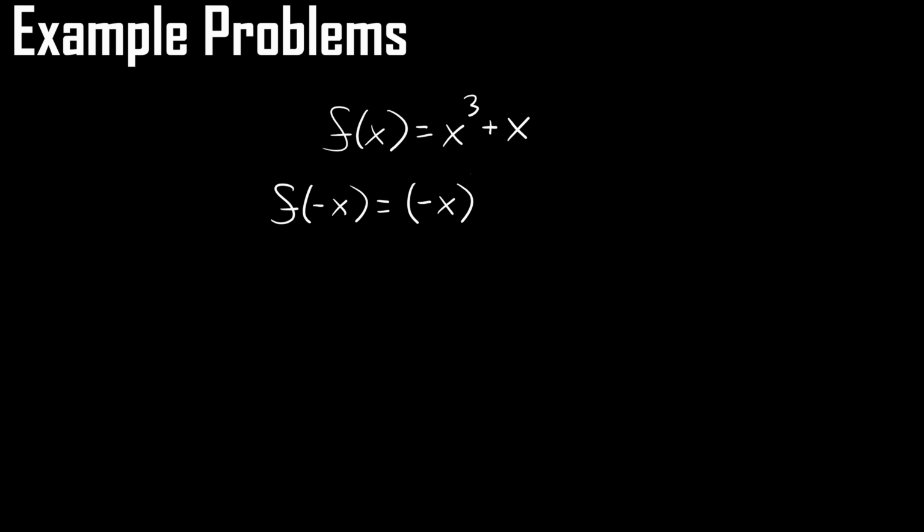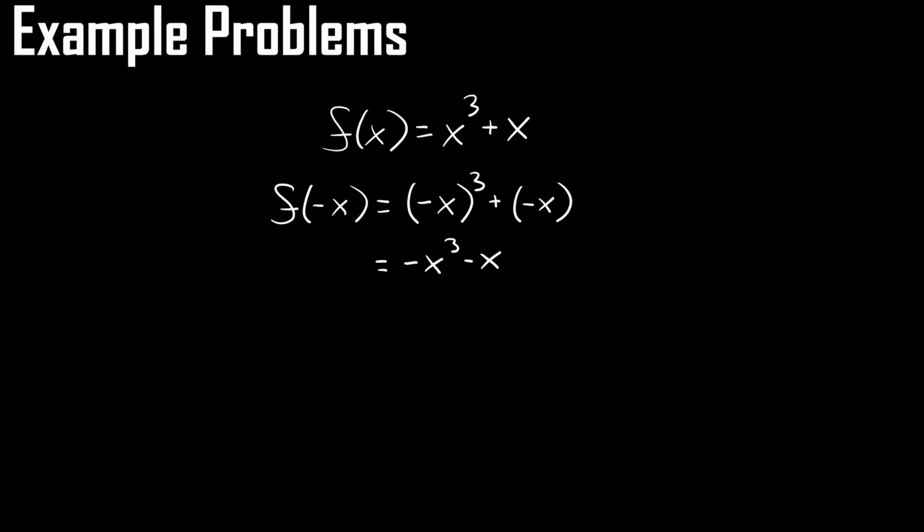Problem 2. Let's do f of x equals x cubed plus x. So we're going to plug in negative x. So f of negative x equals negative x cubed plus negative x. When we simplify this, it will become negative x cubed minus x.